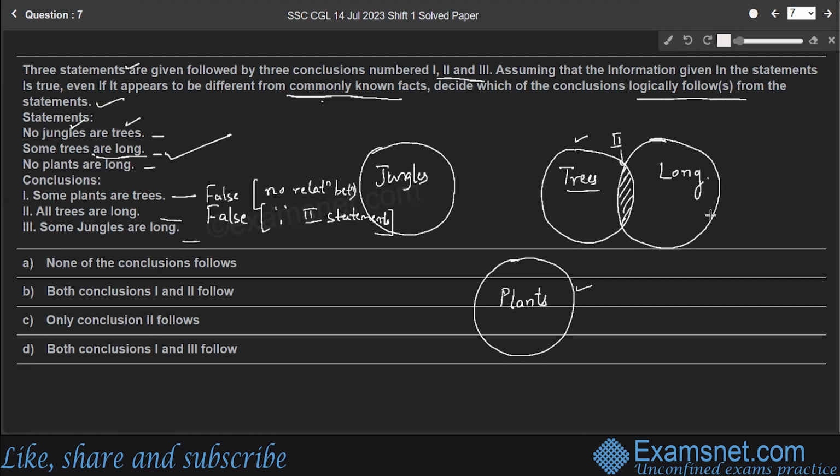The third conclusion, some jungles are long. Is there any relation between jungles and long here? Based on the statements, we need to decide whether the conclusion is true or false, right? So according to the statements, there is no relation between jungles and long. Therefore, some jungles are long is a false conclusion. Therefore, none of the conclusions follows, right? Option A is the right answer.